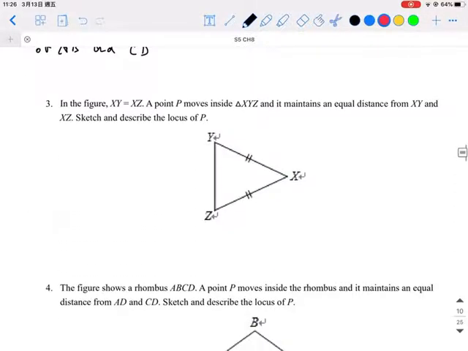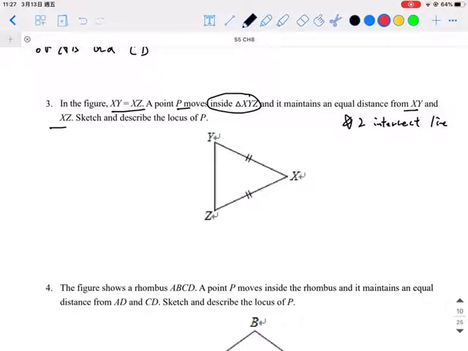And question number 3. In the figure, XY and XZ are equal. A point P moves inside the triangle. Okay, now it's inside the triangle. It's at equal distance from XY and XZ. So that means it's two intersecting lines, so it should be the angle bisector. Describe the locus and sketch the locus.